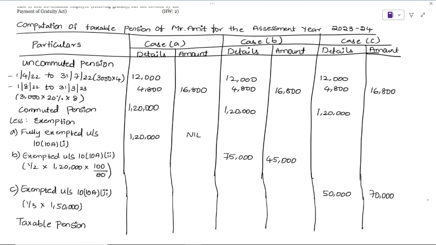Done. Now case C, you see. In case C, 50,000 is exempt. 1,20,000 minus 50,000 is exempt, so 70,000 is taxable. 70,000 is commuted pension taxable and 16,800 is monthly pension taxable. So total is 70 plus 16, 86,800 I feel. That is taxable pension. I can use total taxable pension also, nothing wrong if I use. But anyhow, whatever they gave, we are using, that's it.